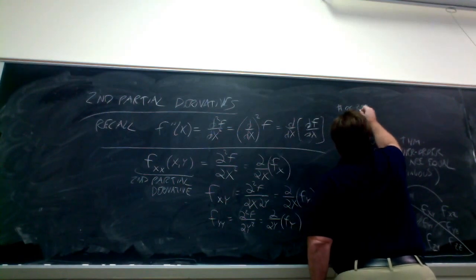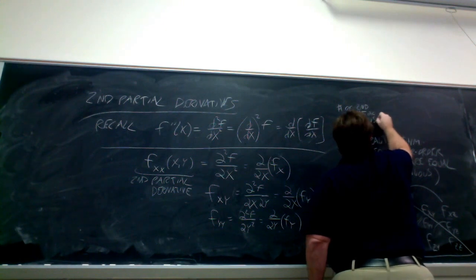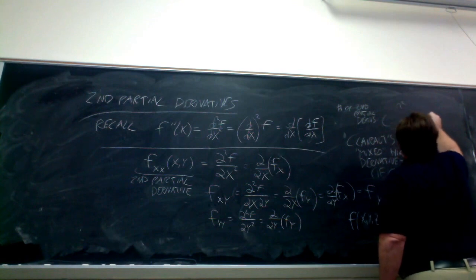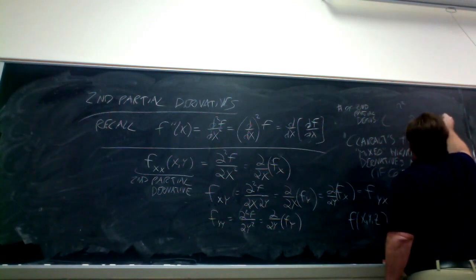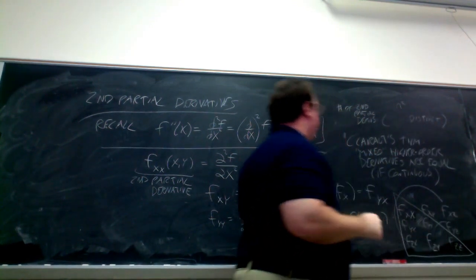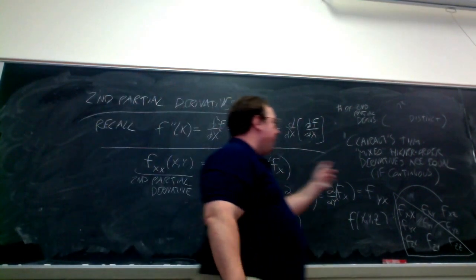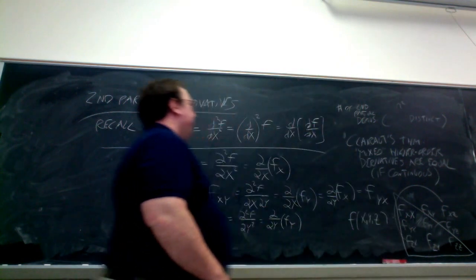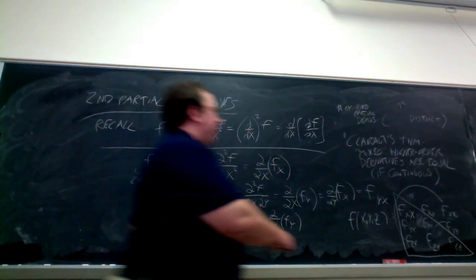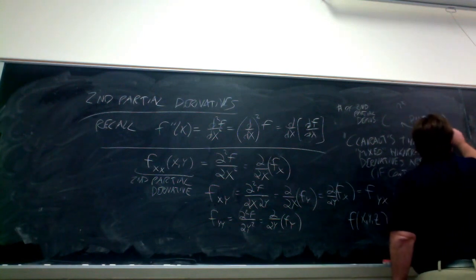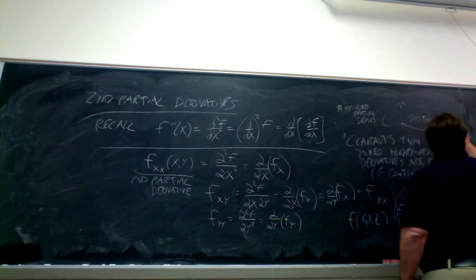The number of second partial derivatives is n squared, but in the case of 2 variables, we only had 3 distinct partial derivatives. Here we have 6. So if n is equal to 1, we only have 1. If it equals 2, you have 3. If it equals 3, we have 6.